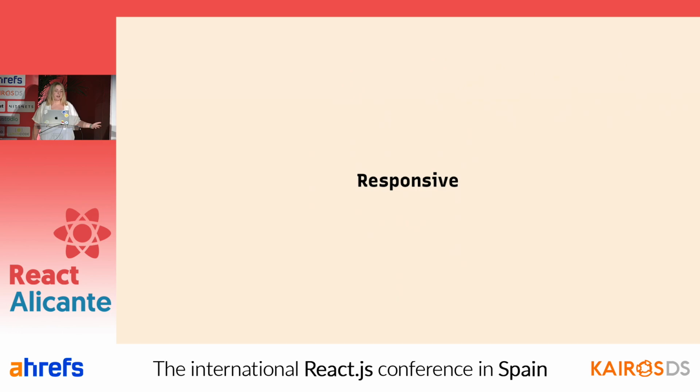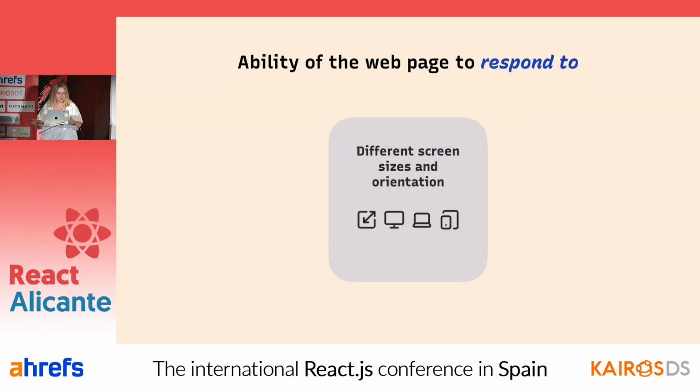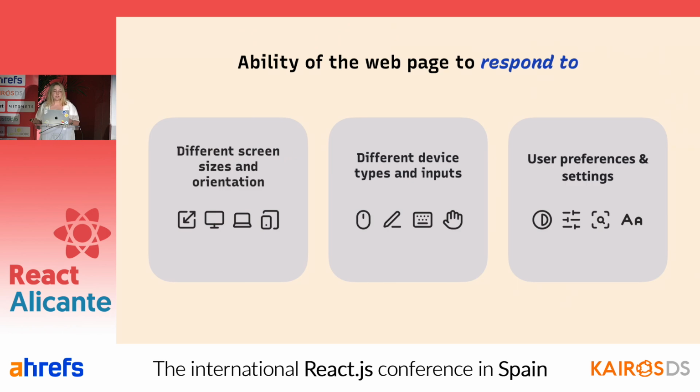But first, let's unpack. What does responsiveness mean? Usually, mobile devices come to mind. But I would like to make a case that responsiveness is much more than that. It's the ability of the web page to respond to, yes, different screen sizes and orientations, but also to different types of inputs and different device types, and also to different user preferences and settings. And we'll talk about all of this during this talk. We've got quite a lot of ground to cover, so let's start. We'll go over some of the foundations first, and then we'll have a lot of practical examples.